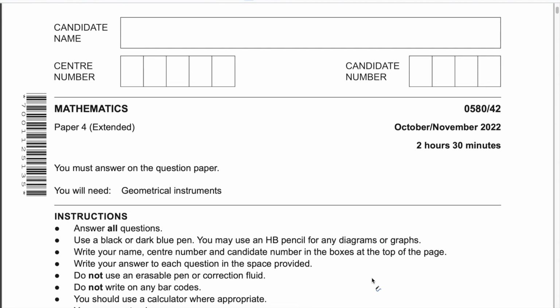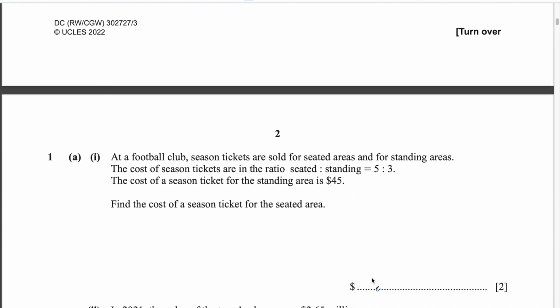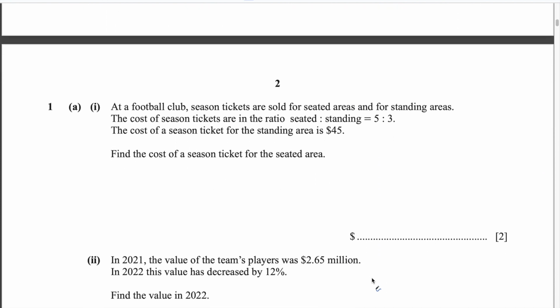Okay, the first question of the paper, part A(i), it says, at the football club season tickets are sold for seated areas and standing areas. The cost of season tickets are in the ratio seated to standing is 5 to 3. The cost of a season ticket for a standing area is $45. Find the cost of a season ticket for the seated area.